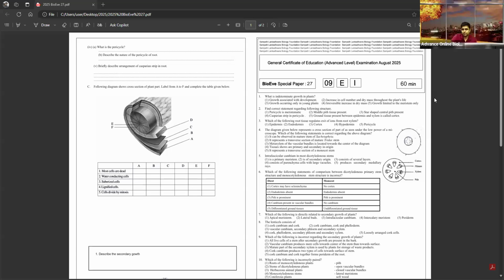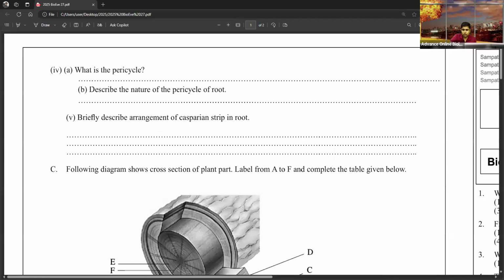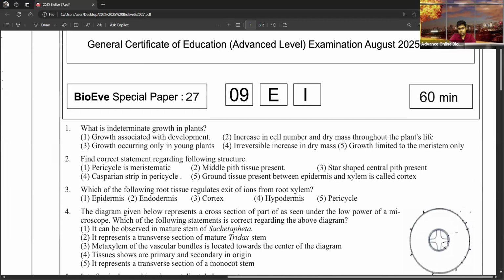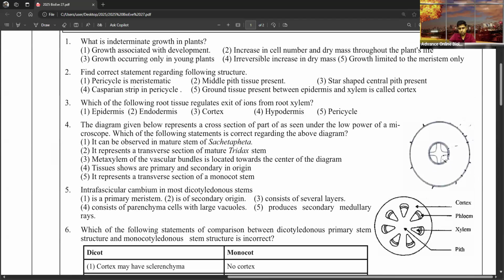All right, people, the Bio paper 27. I think you have answered the paper now, so we'll go with the answers. Can you help me by marking the first 5 MCQs, Lamai?